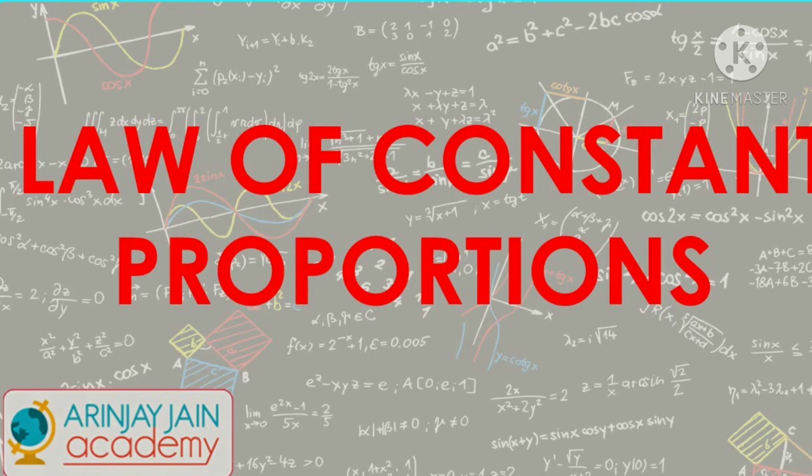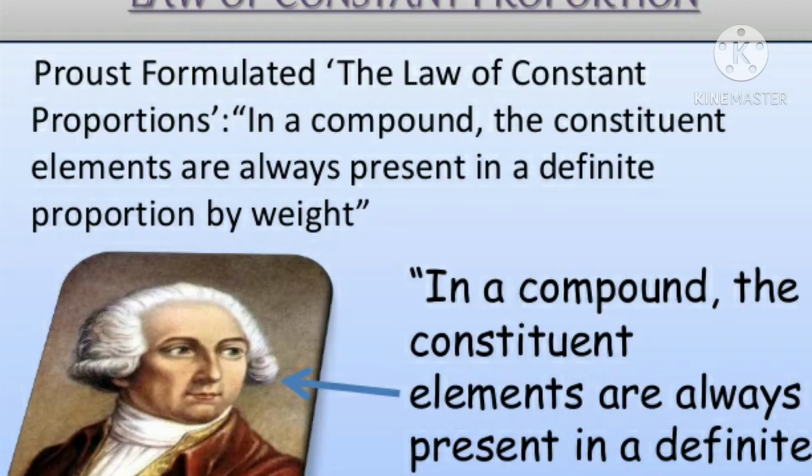It is also known as the law of definite proportions. It states that a given chemical substance always contains the same elements combined in a fixed proportion by mass. That means in any chemical substance or chemical compound, the elements combined in that particular compound are always in a fixed proportion by mass.